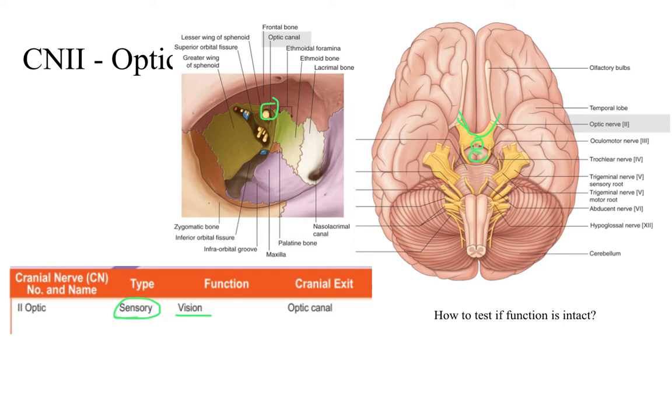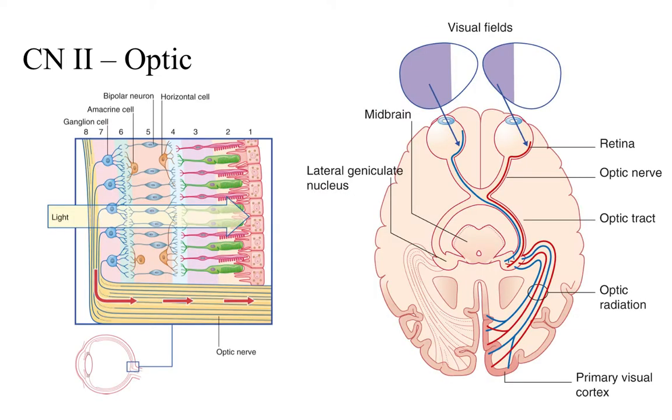So of course, how do you test this one? How to test if it's intact? Have somebody read an eye chart, or be able to identify objects in a room. That will tell you if they are able to actually see, which is a function of this cranial nerve. The way the optic nerve is set up is you have all of these retina. You have the retina right here. Actually, this whole thing is the retina.